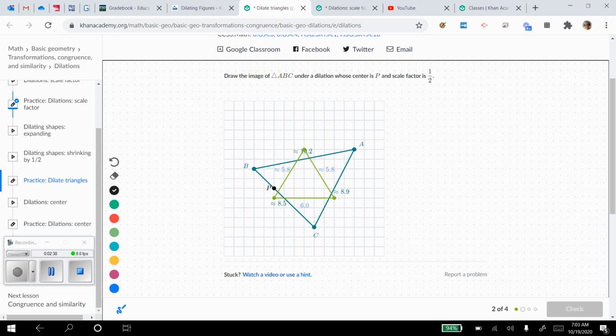Okay, same idea here. Draw the image of ABC under a dilation whose center is P and scale factor is 1/2. So the center is P, and the scale factor is 1/2. So for all of the points we need to look from point P to the points of our triangle. So I can see right here from point P to point B, it's like 2 diagonal lengths. So half of that, because our scale factor is 1/2, will be right there.